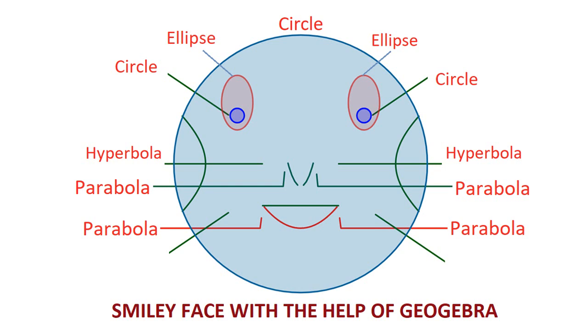With the help of mathematical equations and with the use of GeoGebra, we get a complete smiley face which involves all the conic sections. We can also make this smiley face more attractive by giving the different color to the different parts of the face. For example, for the eyes, we can give different color. For the iris, we can give different colors. And for the ears, we can give different color. And for the lips, we can give different color, so that it becomes more attractive and interesting for the students.